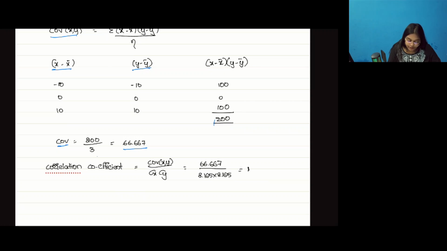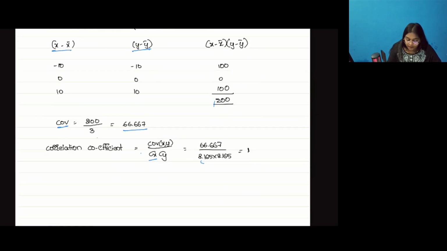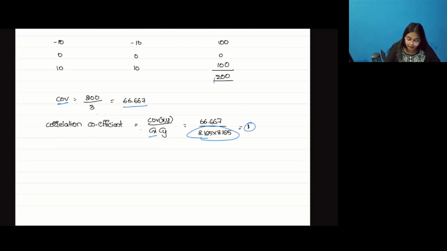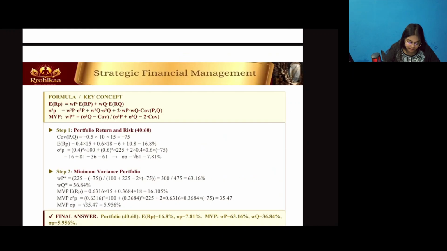So now the correlation coefficient equals covariance of x comma y divided by sigma x sigma y, equals 66.667 by 8.165 times 8.165, since sigma x value is 8.165 and sigma y is 8.165. Both will multiply and the value will be 1. So by this we understood that both the securities are moving in the same direction. The same example we can do for minus 1 also, in the sense that both the securities are moving in opposite directions. So now we'll do one more sum.